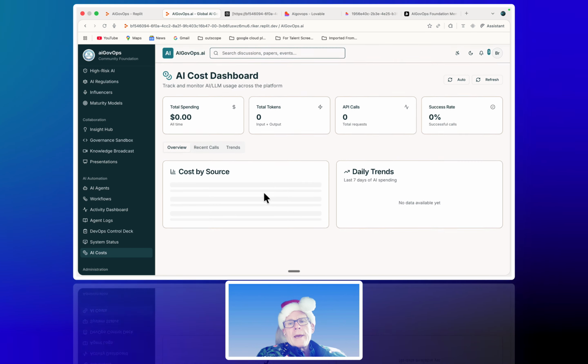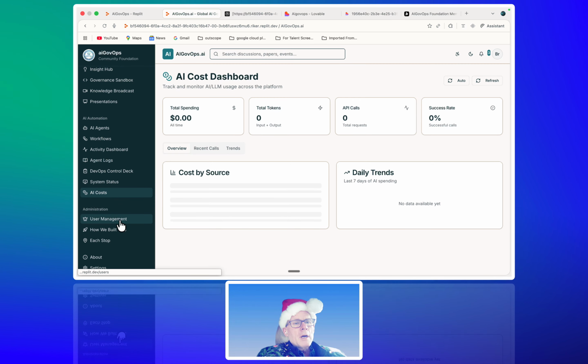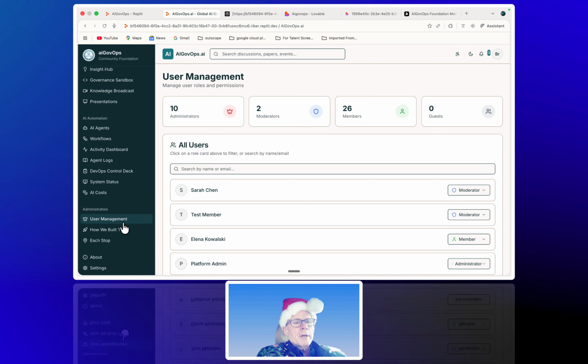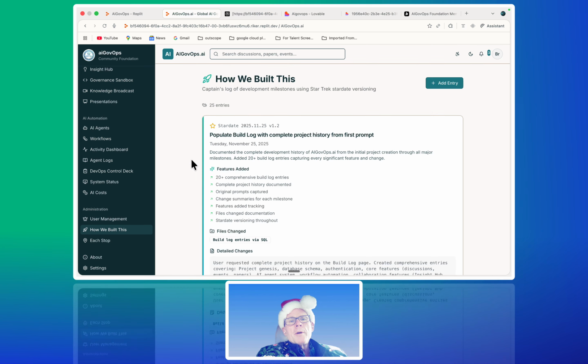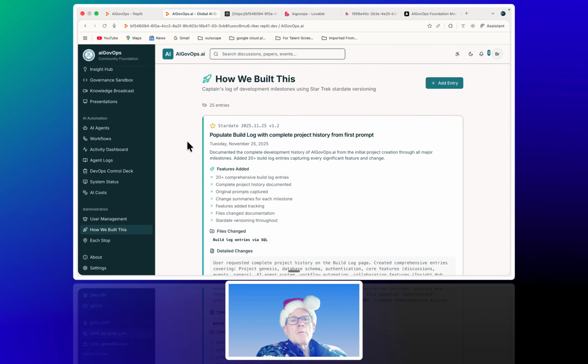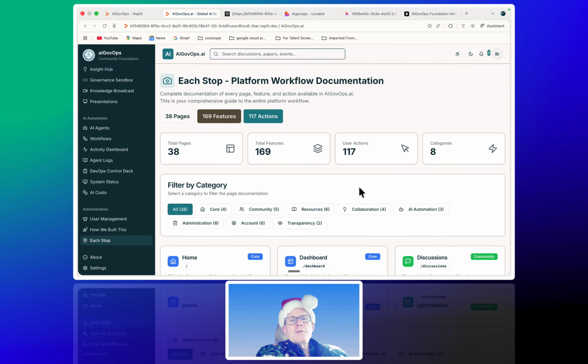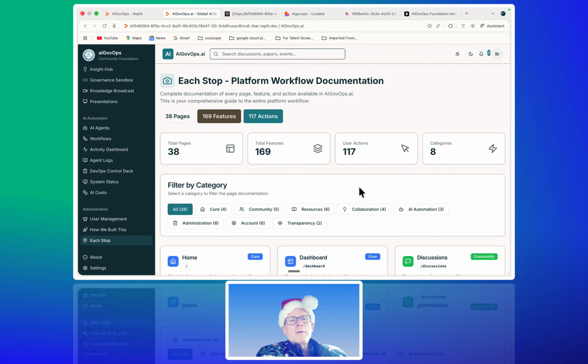We looked at AI costs, sort of the token costs, and traditional user management. Who are the members, guests, administrators, moderators? How We Built This. I like that NPR show, How We Built This. I think that's a great podcast. And then we looked at each stop in the workflow documentation.